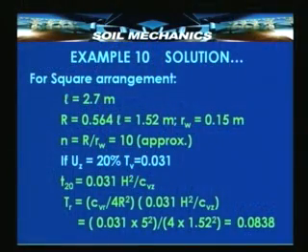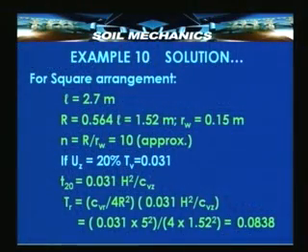For a square arrangement, we know that the parameter small l is 2.7 meters and capital R will be 0.564 l, that is 1.52 meters, and small rw, the radius of the sand drain well, is 0.15 meter. That means the parameter n, which is the ratio of capital R to rw, is approximately 10. We know that U is 20% without sand drains. That means it is nothing but vertical consolidation. That means U equal to 20% without sand drains is nothing but Uz with sand drains.